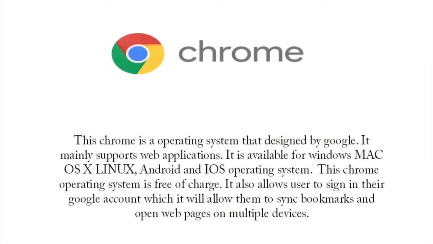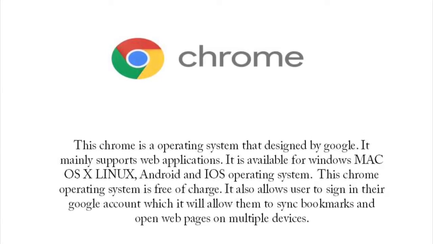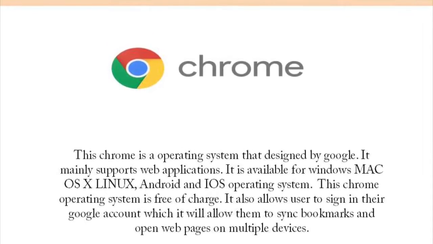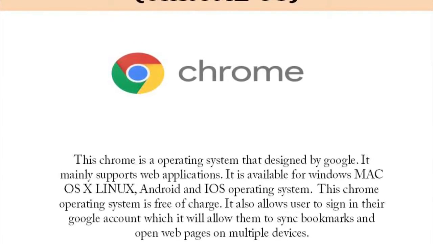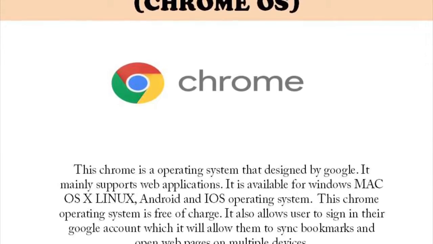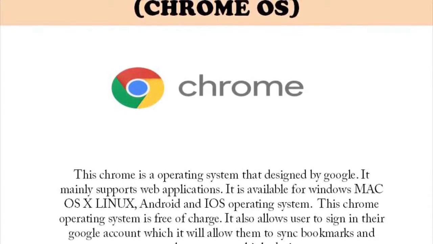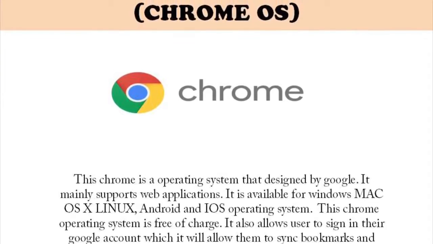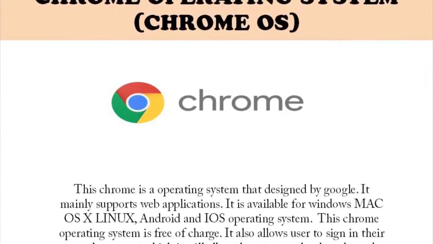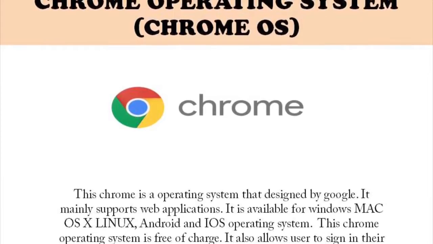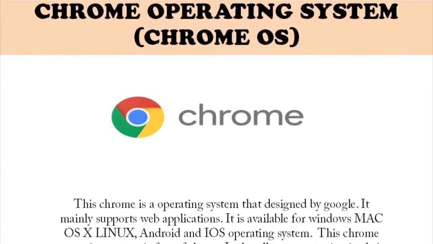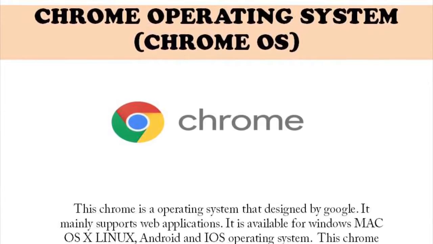For the next operating system, it is Chrome OS. Chrome OS is an operating system designed by Google. It mainly supports web applications, and it is also available for Windows, Mac OS X, Linux, Android, and iOS. Chrome OS is free of charge, and it also allows users to sign in to their Google account, which allows them to sync bookmarks and open web pages on multiple devices.